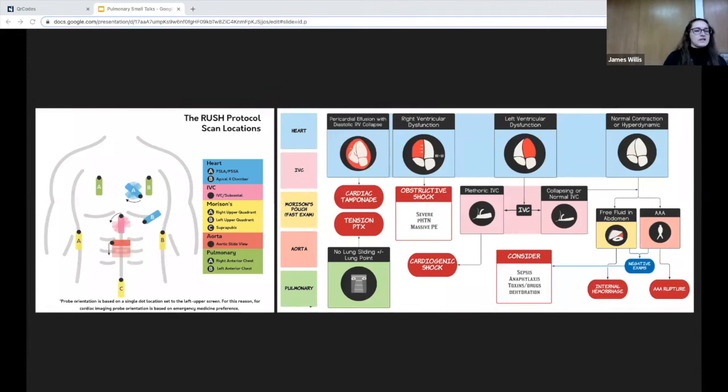So keep in mind your RUSH exam. This is a graphic from Rebel EM that I thought gives a nice visual presentation, but a lot of the things you do on a RUSH exam will cover each of those things that can hopefully help you narrow the diagnosis.